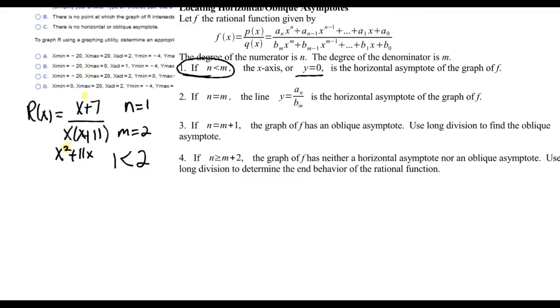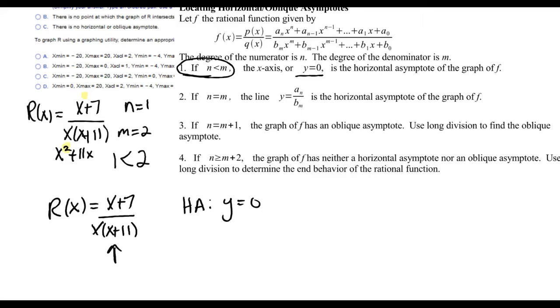So what we're going to do is take our rational function, r of x equals x plus 7 over x times x plus 11, and we said the horizontal asymptote is y equals 0, and we want to see where this graph intersects our horizontal asymptote. Since we're looking for where they intersect, we can set them equal to each other to find any points where they intersect. So I'm taking my function and setting it equal to my horizontal asymptote, and I'm going to solve.